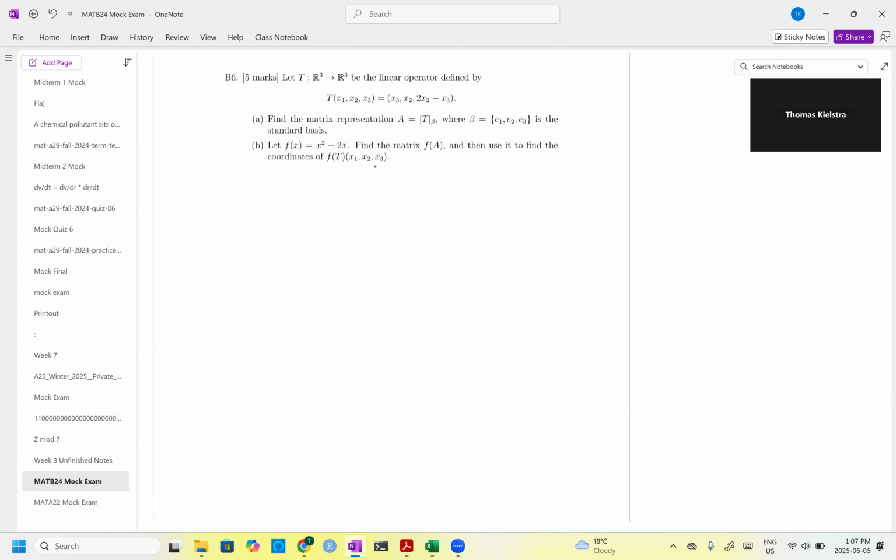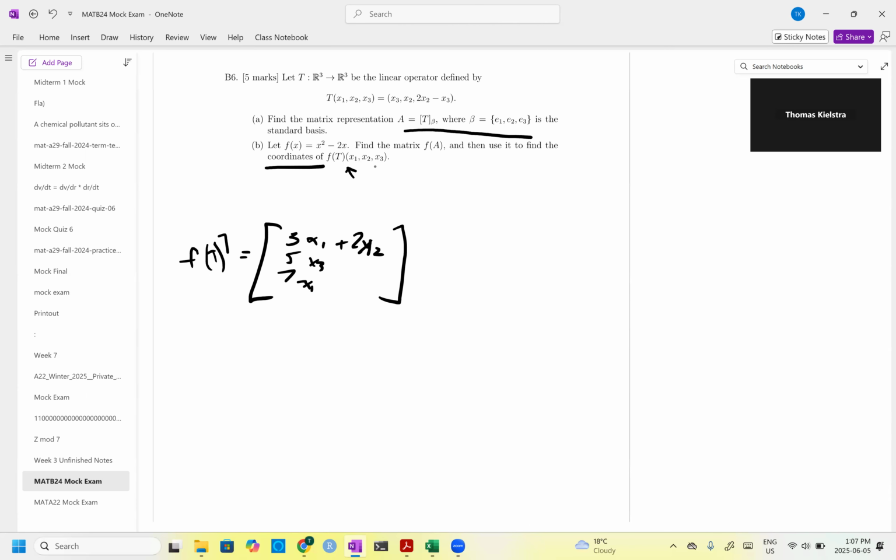Here, what I would say is we could ask you the coordinates, or we could ask you specifically to compute ft of, or f of t. If the coordinates are something like 3, 5, 7, if f of t is 3x1 plus 2x2, and this is 5x3 and 7x1. Again, these aren't what they're going to be, but if this is my coordinate representation, then what does it imply?